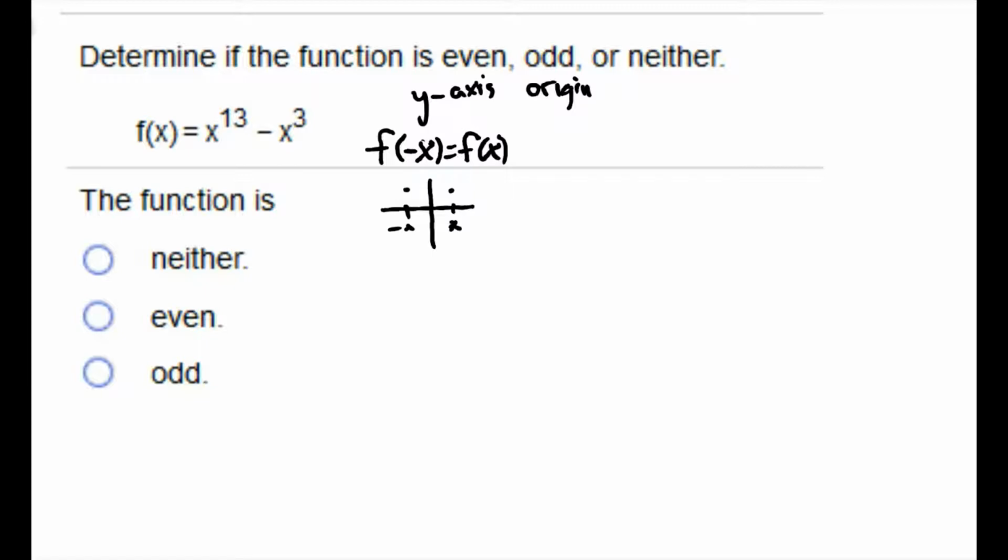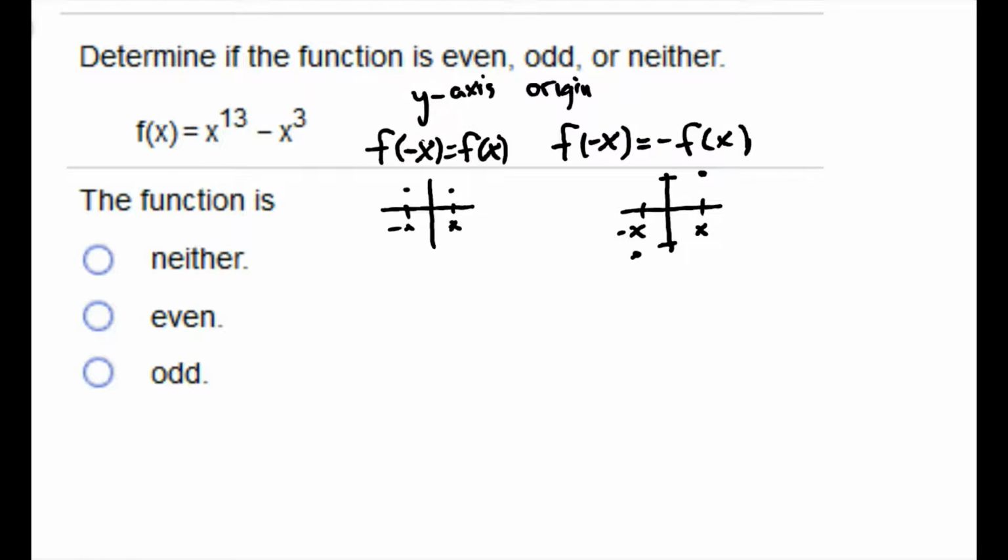For origin symmetry, the symbolic representation would be f of negative x equals negative f of x. So this is where the x values are opposite, negative x and x. The y values are also opposite, one positive, one negative. So this would give you a mirror image over the origin.